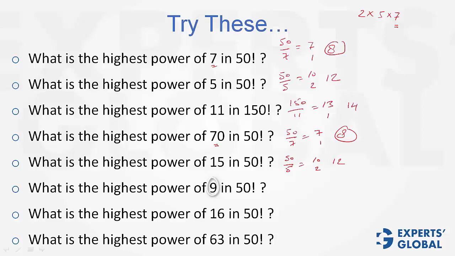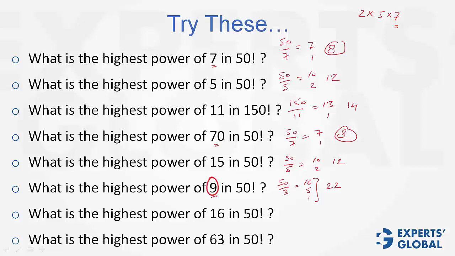Next, 9. This is interesting. It's about finding the pair of 3's. So 50 divided by 3 is 16. 16 divided by 3 is 5. 5 divided by 3 is 1. This adds up to 22, but 22 is not the correct answer.